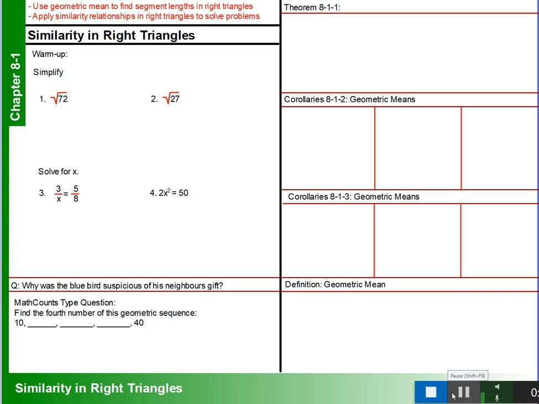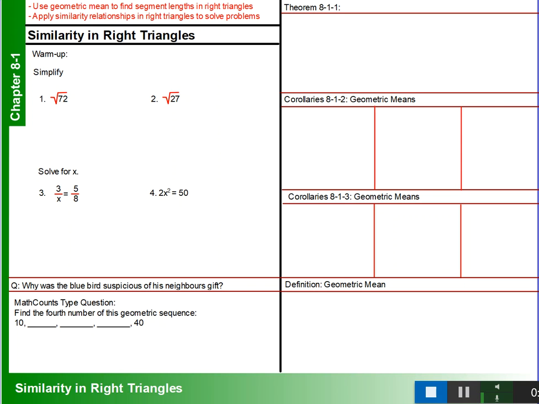Good morning. We're going to be taking a look at some similarity in right triangles, and in particular, we're going to start looking at something referred to as the geometric mean. The geometric mean will show up in competitive math from time to time, in particular MATHCOUNTS. Well, let's start with the warm-up.